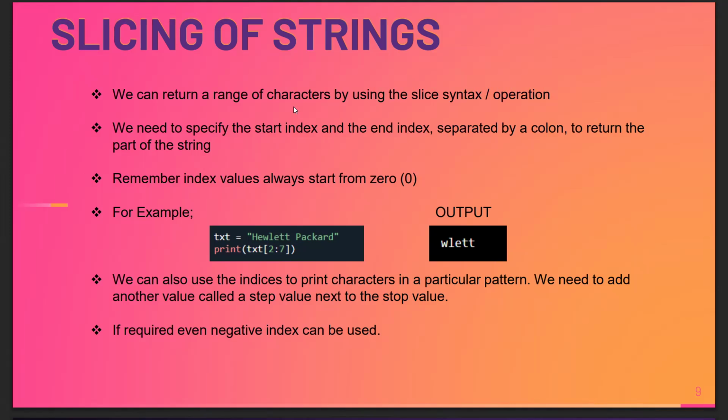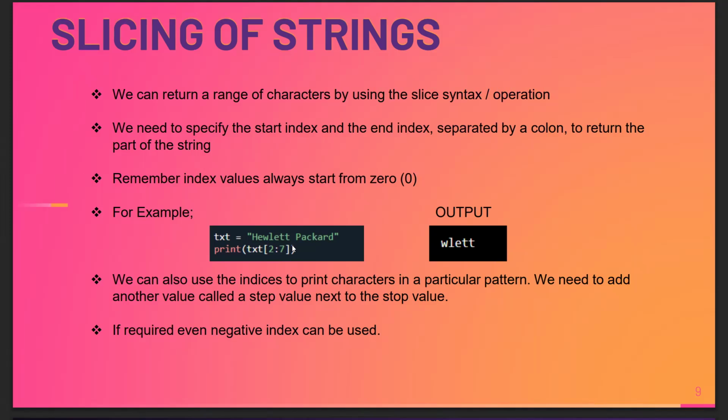See here an example. txt equal to Hewlett Packard. One important thing, guys: space is also considered as one index element. It will also count as part of the input string. So txt is equal to Hewlett Packard, print txt of 2 colon 7. It means we are asking to print the characters from the second position to the seventh position.